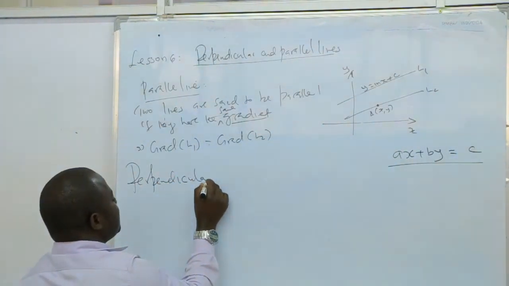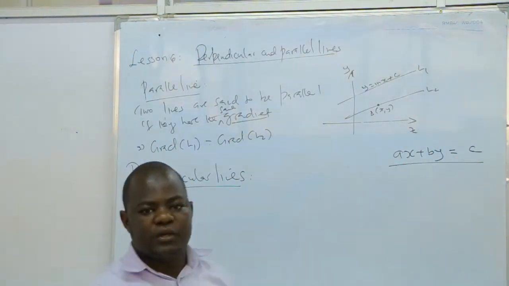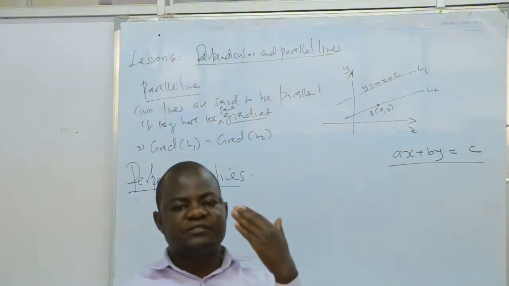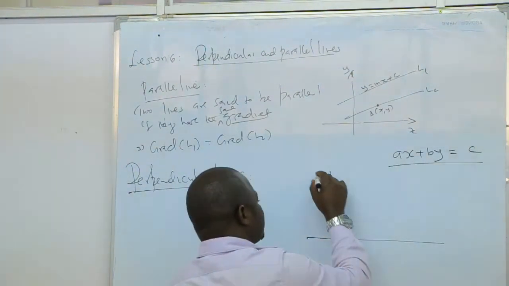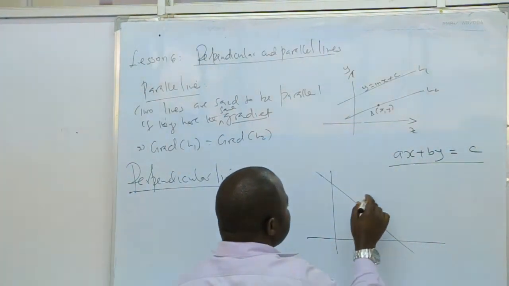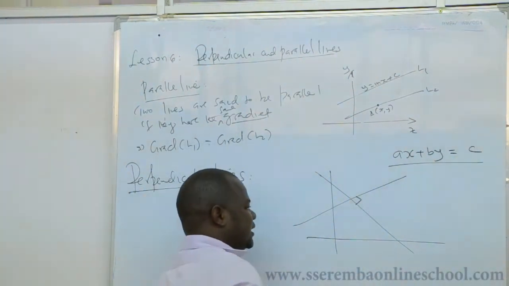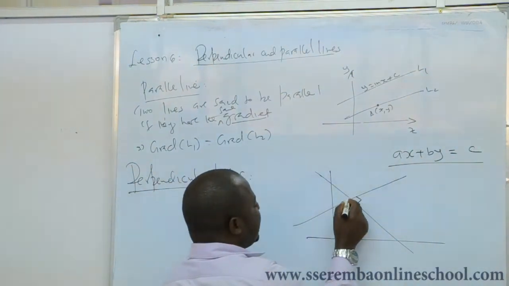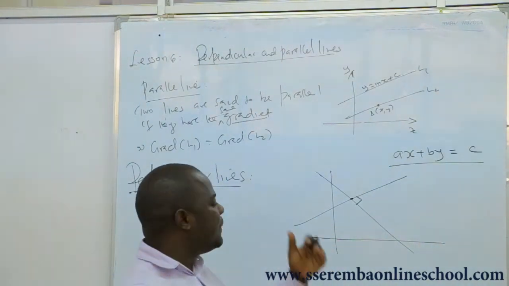Perpendicular lines. Two lines are said to be perpendicular if the product of their gradients is equal to -1. If I draw two lines and say this one is perpendicular to this one, it means they make an angle of 90 degrees between them when they meet. So these lines have to meet. If they meet like that, then they are perpendicular.